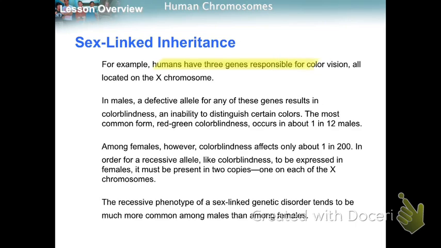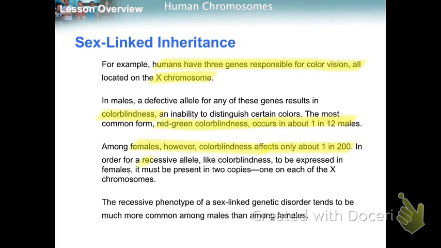Humans have 3 genes responsible for color vision. They're all on the X chromosome. In males, if any of those 3 genes isn't working, color blindness arises. Red-green color blindness occurs in about 1 in 12 males. It's the most common form. In females, though, color blindness is only about 1 in 200.